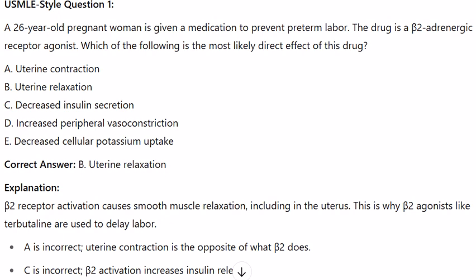A is incorrect. Uterine contraction is the opposite of what β2 does. C is incorrect. β2 activation increases insulin release. D is incorrect. β2 causes vasodilation, not vasoconstriction. E is incorrect. β2 activation increases potassium uptake into cells.